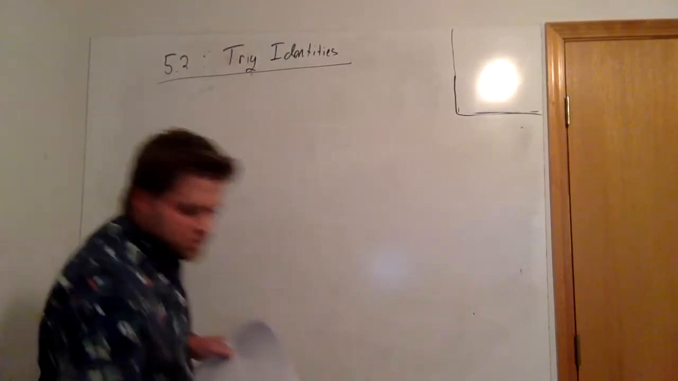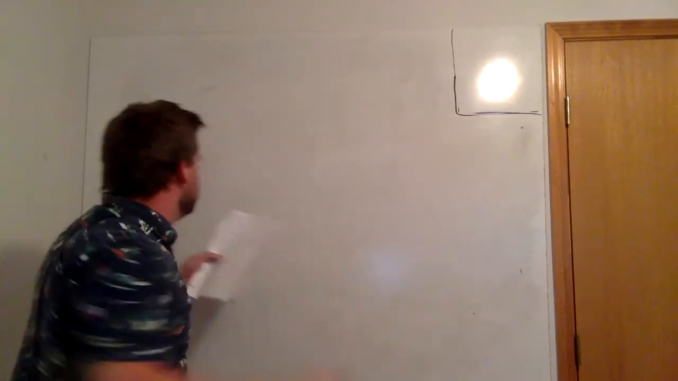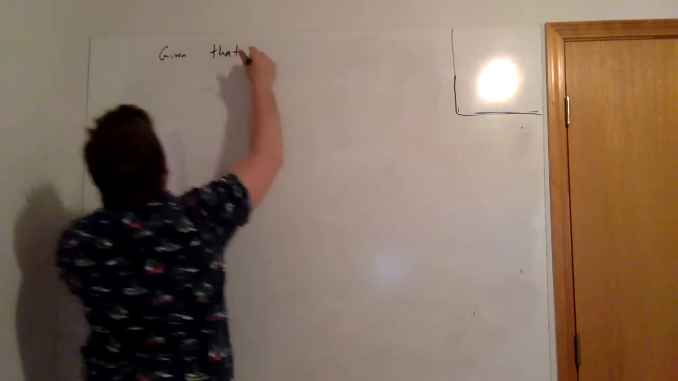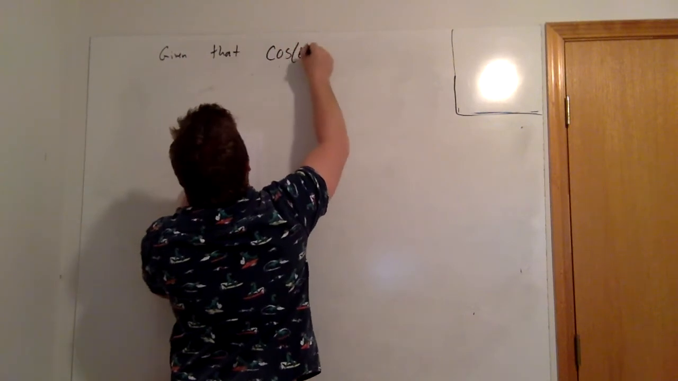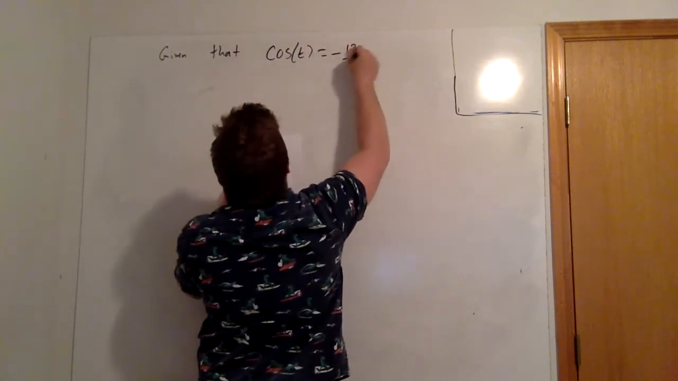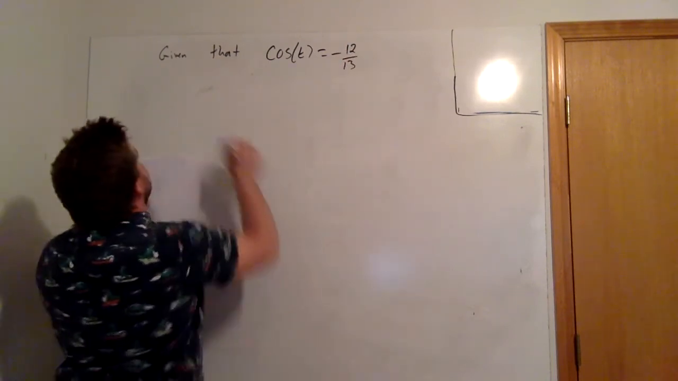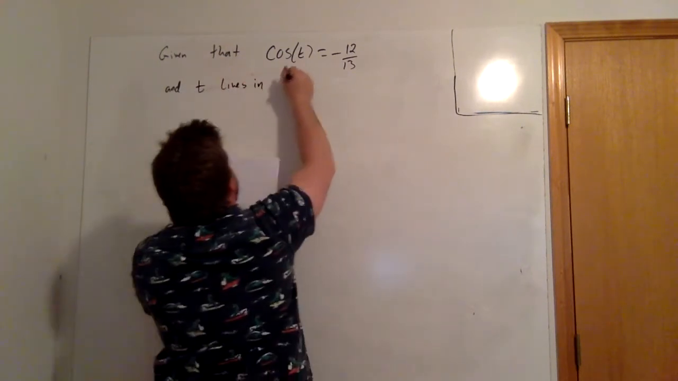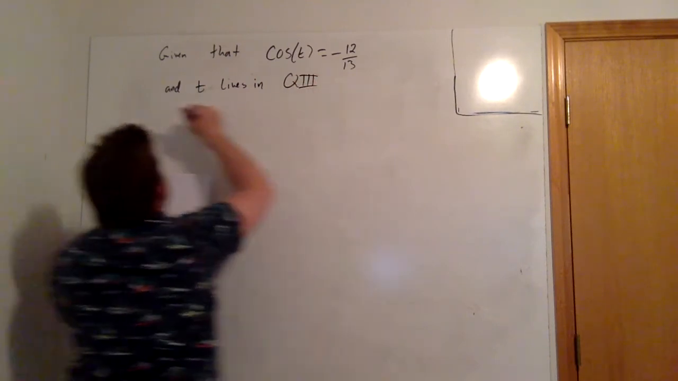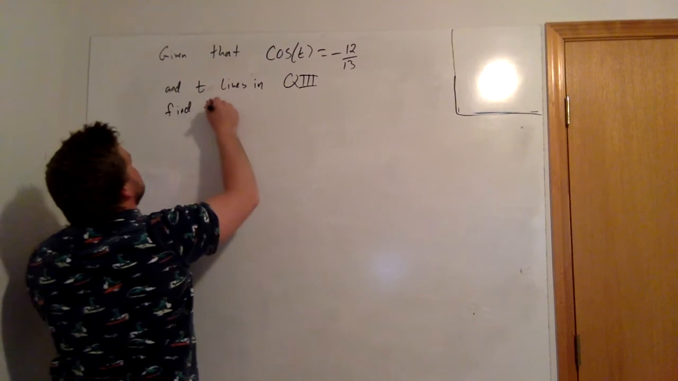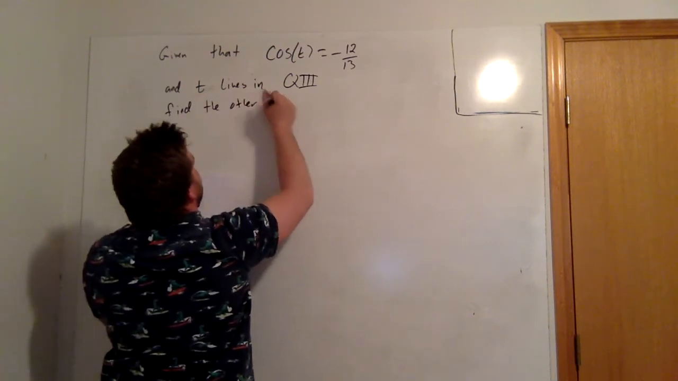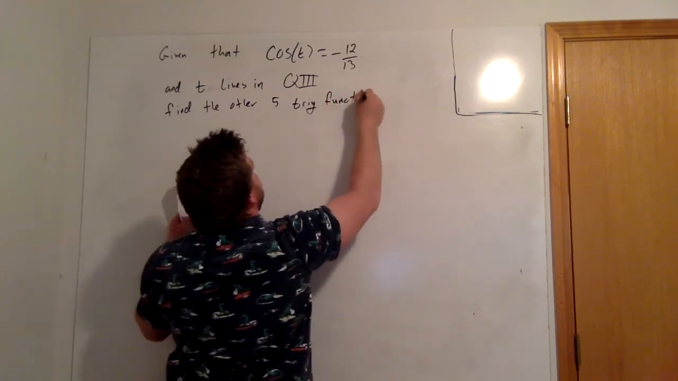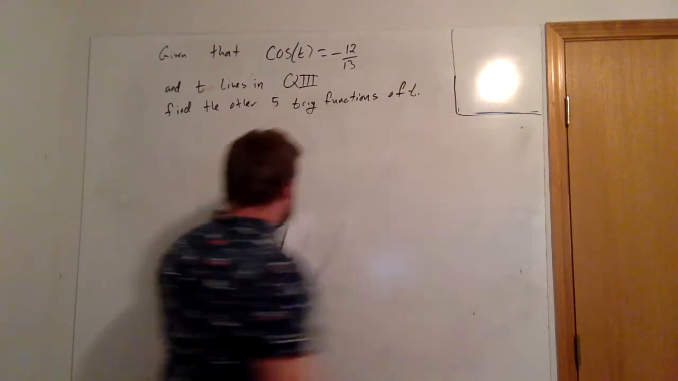Okay, so let's say, given that cosine of t is equal to negative 12/13, and t lives in, let's say, quadrant 3, we're going to go ahead and find the other 5 trig functions of t.